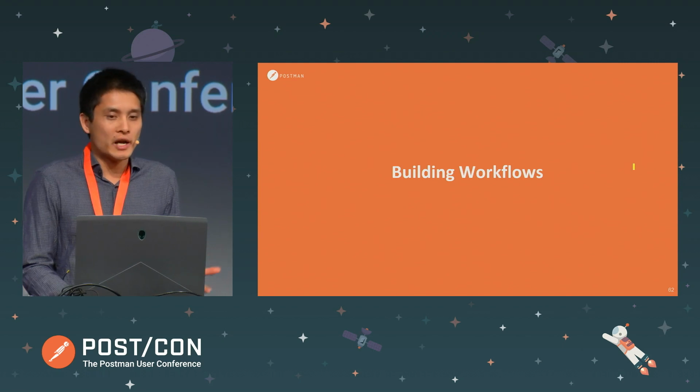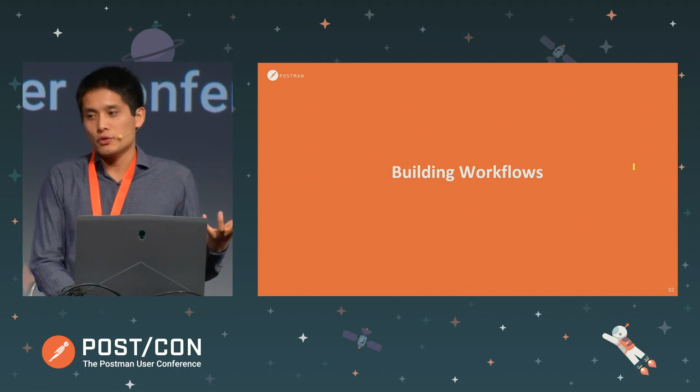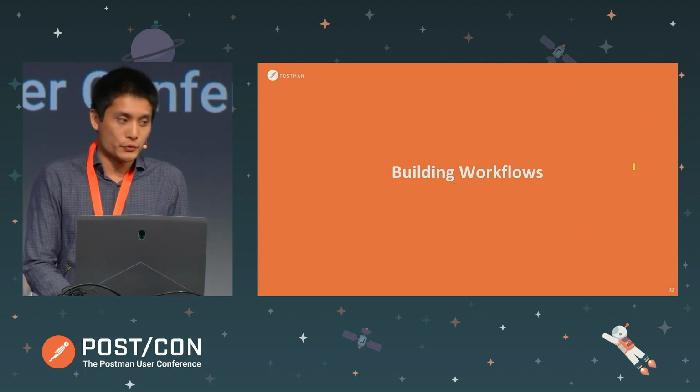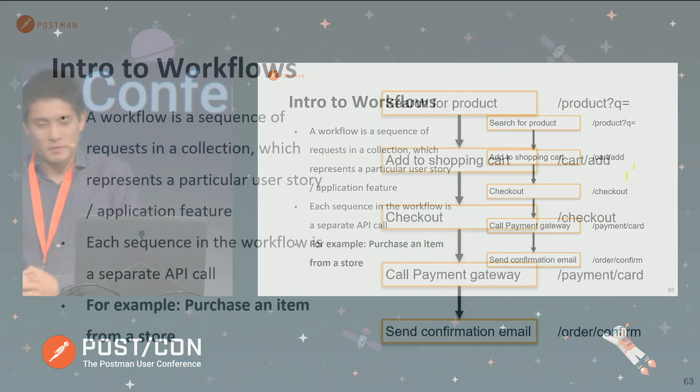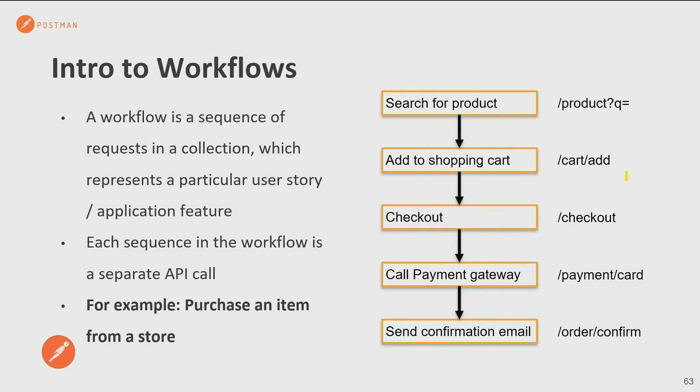But what we want to do now is use that and also use it to build a workflow. So what is a workflow in the context of Postman? A workflow is a sequence of requests in a collection that can represent a particular user story or an application feature. For example, ordering a product if we're dealing with a shopping cart or shopping cart API. Each sequence in that workflow is a separate API call.